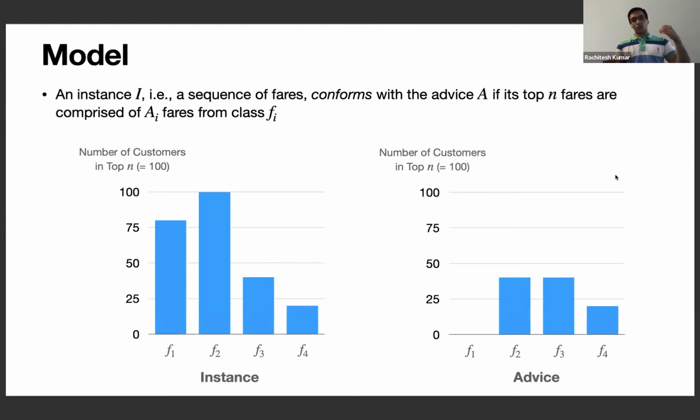Why is that? Because the top n fares are exactly 20 fares from F4, 40 from F3, and then 40 from F2, because your capacity is 100. So this instance conforms to the advice, no matter which order the customers in this instance come in. And as you can see, the instance doesn't have to conform to the advice everywhere. Once you get out of the top 100, there may be any number of customers from lower fare classes.